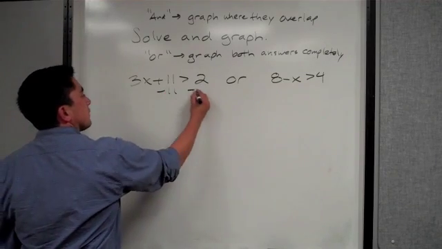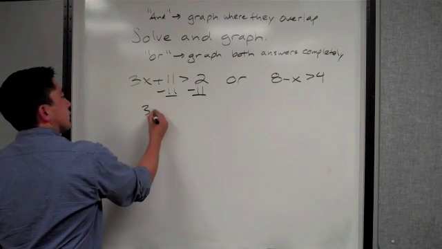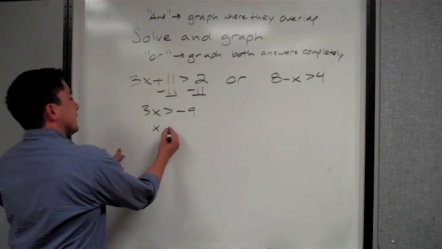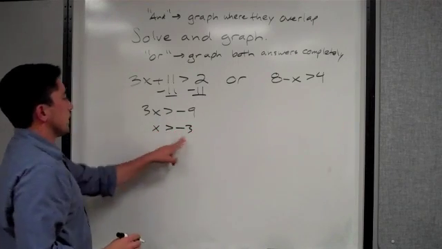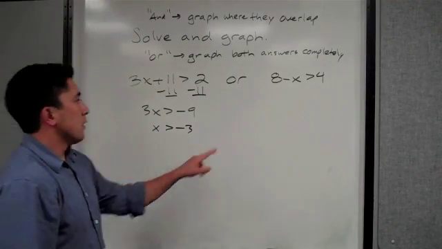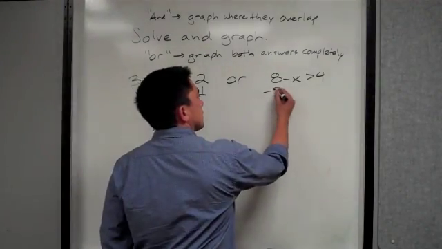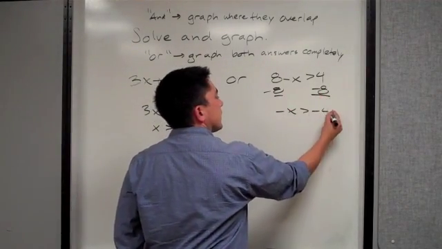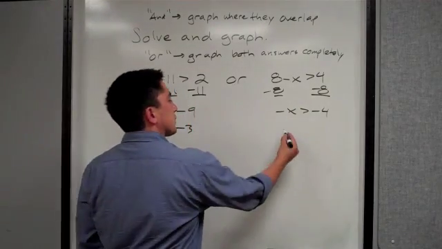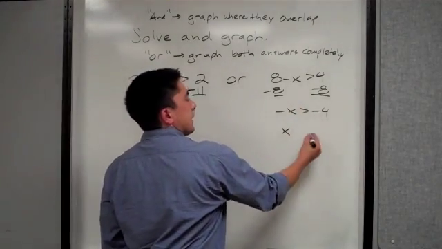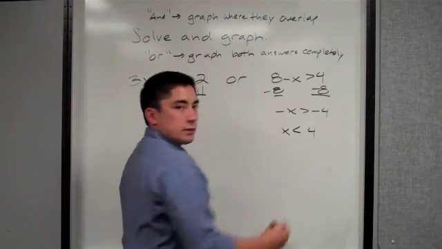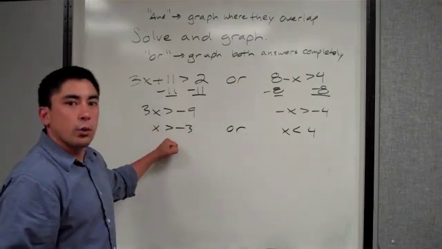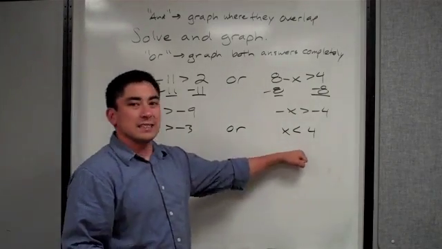So we're going to move the 11 by subtracting. So you have 3x is greater than negative 9. Then we're going to divide by 3, so x is greater than negative 3. Or, subtract the 8. We have negative x is greater than negative 4. And lastly, switch symbols to get rid of the negative, but therefore we have to switch the direction of the inequality. So we have x is greater than negative 3, or x is less than 4.